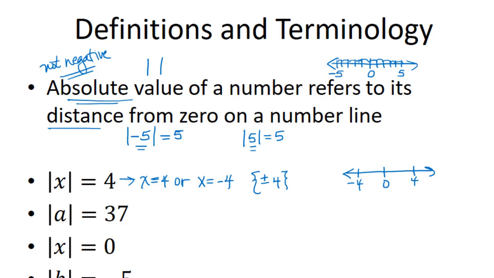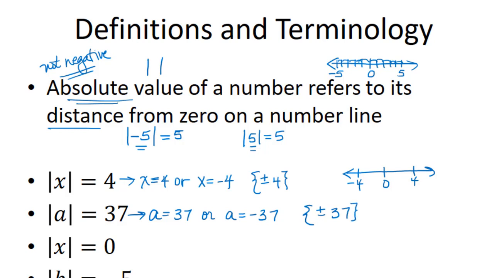The absolute value of a equals 37 means for us to find what are the values whose distance from 0 is 37. Well, again, if you visualize a number line, I can go to either +37 or -37 and maintain that same distance. So we would have that a has to be 37 or -37. So the solution set is ±37.